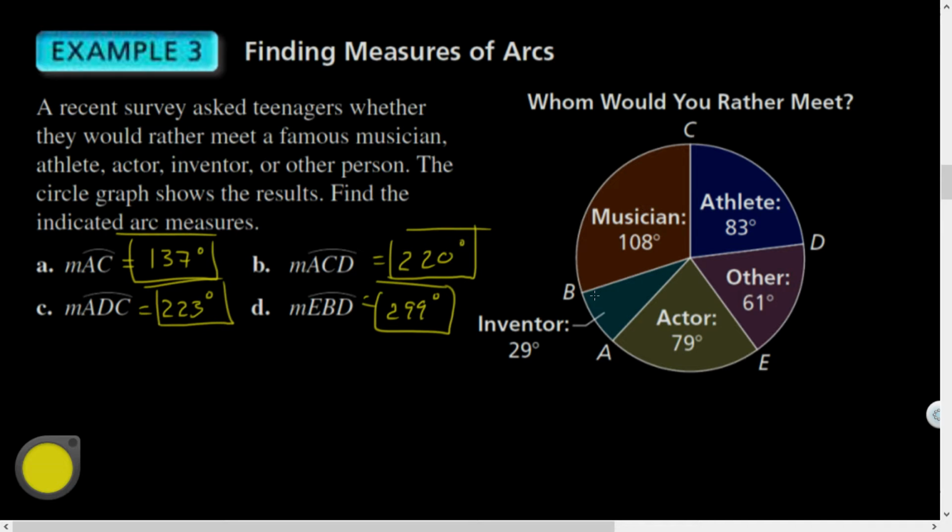Now, what is more interesting is if you were creating a poster of a pie chart, and if you had the percentages of these, and then I had to figure out, well, actually, let's ask that question. What percent of people wanted to meet their favorite musician?